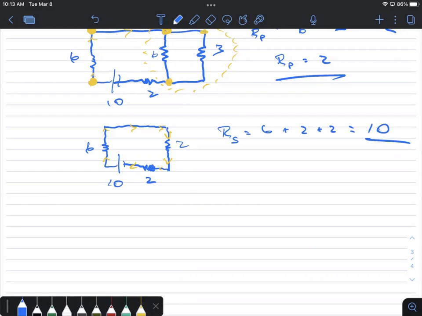So what am I left with? I'm left with a single circuit with only one resistor sitting here. Let's put it there. And its resistance is whatever I just calculated it to be, which happens to be 10. Once I've gotten down to this point, I'm done. I now know the total resistance of my circuit is 10 ohms.